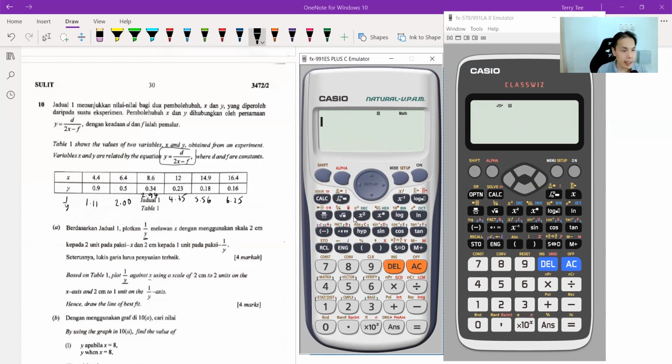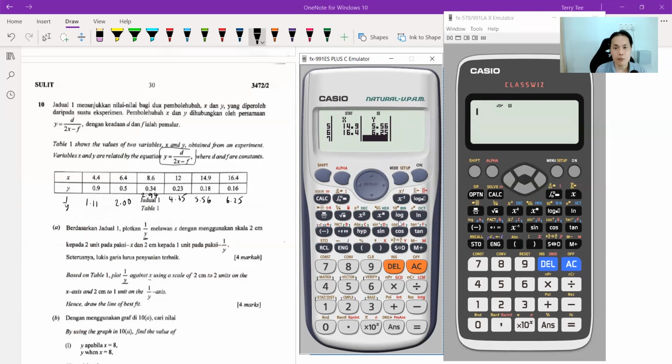Then I'm going to key in my x values first. I press mode, go to 3 for stats, 2 for A plus Bx. So your x is 4.4. Let's do all the x values first. That's 6.4 and 8.6, 12, 14.9, and 16.4. So we got all the x values done. Let's move on to your y values. 1.11, 2, 2.94, 4.35, 5.56, sorry, and the last one is 6.25.